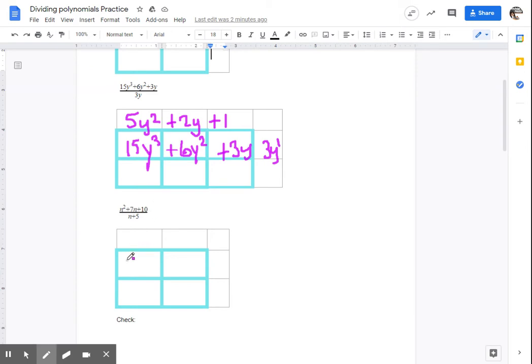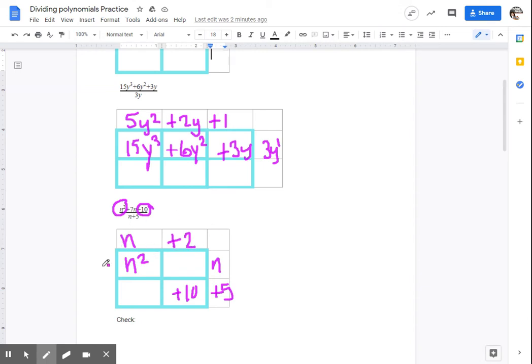Alright, for this one, you're dividing by an expression, so we're going to put the n and the plus 5 out here. Because we're only multiplying by a binomial, we're going to put the first term and the last term. Okay, so n squared and then plus 10. n squared divided by n is n. 10 divided by 5 is 2.